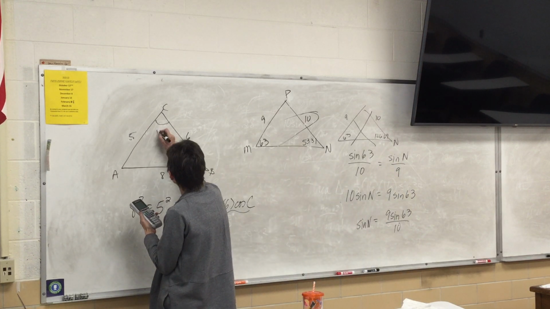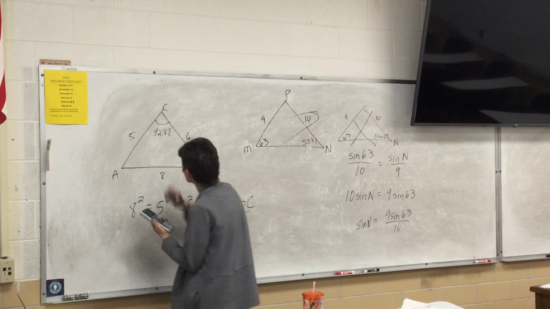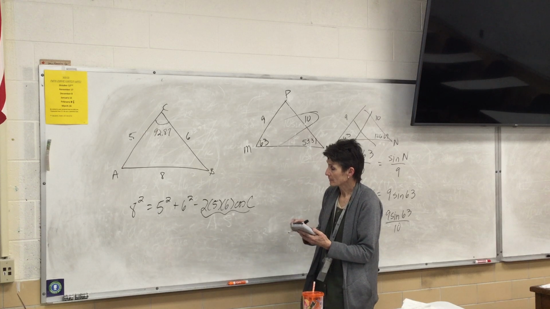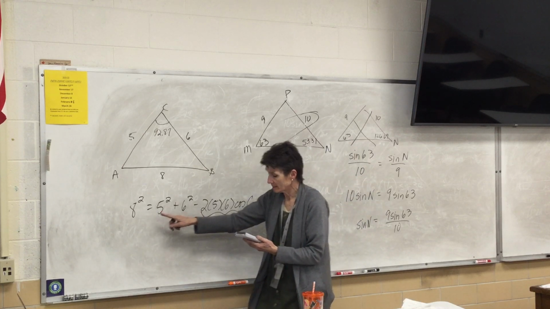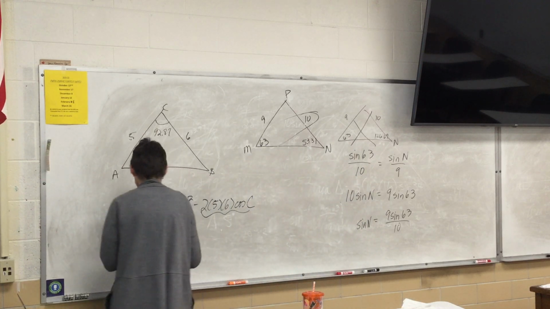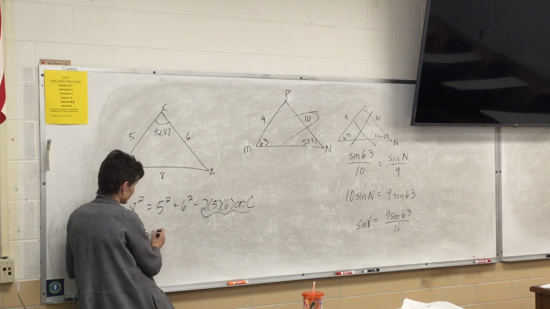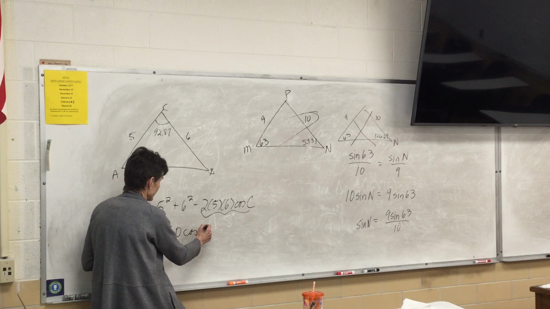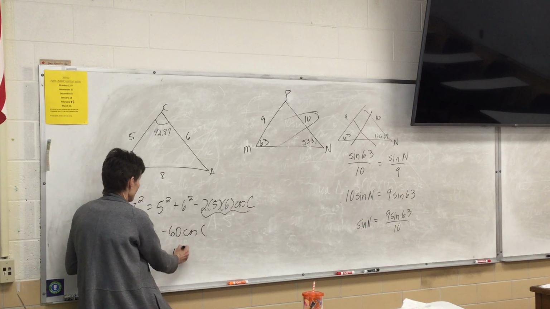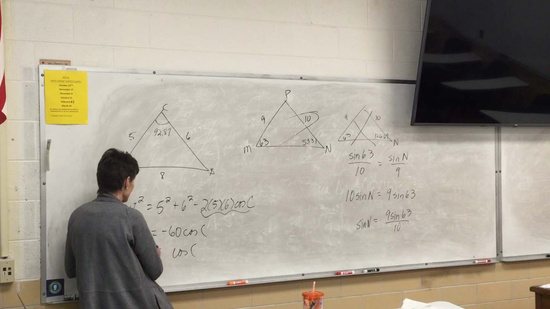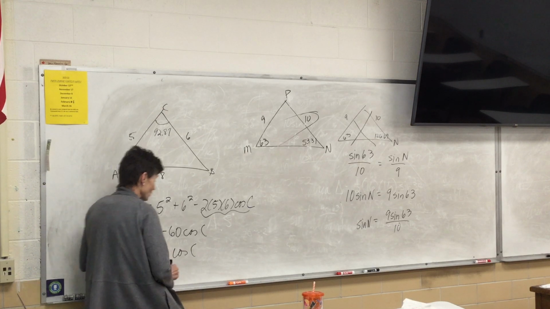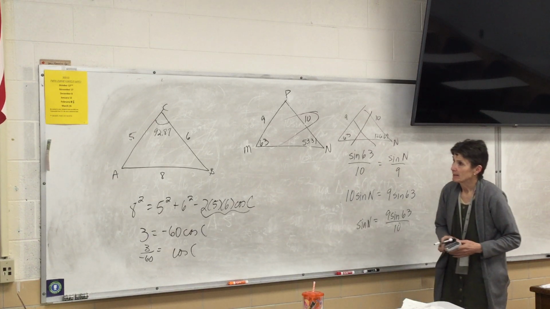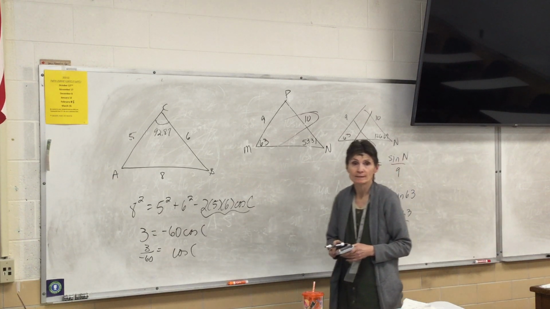I got 92.87. When I subtracted these over, I got 3, and that made negative 60, right? So then I took inverse cosine of 3 over negative 60, negative 3 over 60. And that's how I got 92.87.